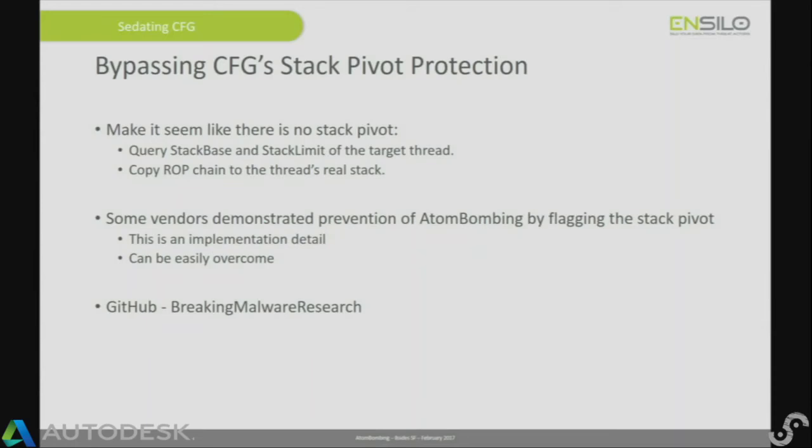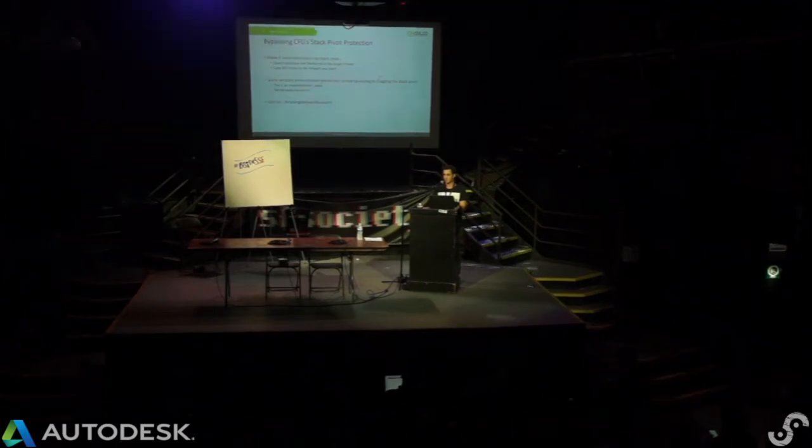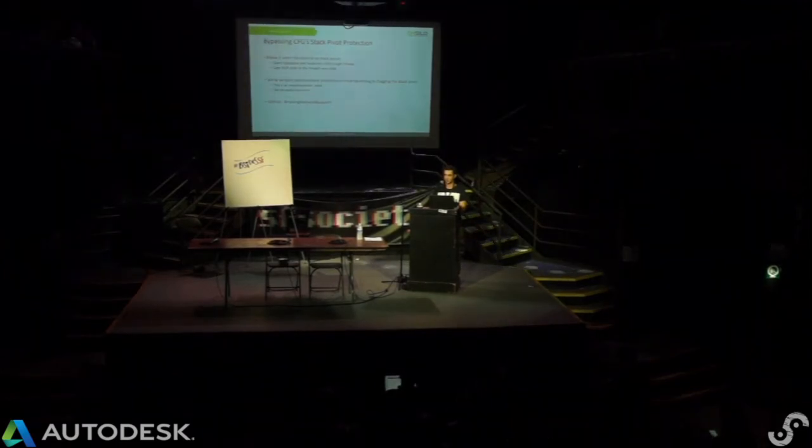We can do that by querying the stack base and the stack limit of the target thread, which we can do because they're stored in user mode. Once we do that, we can just copy our ROP chain to the actual stack of the target thread. This makes it seem to CFG like there is no stack pivoting going on. Now, some vendors actually demonstrated the prevention of atom bombing by flagging this stack pivot. This is just an implementation detail, and it can be easily overcome.